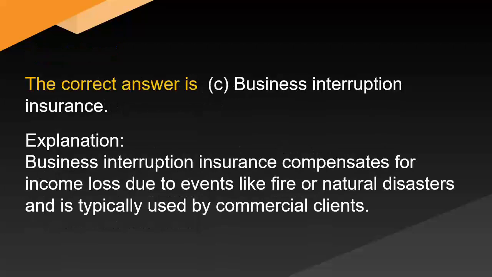The correct answer is C. Business interruption insurance. Explanation. Business interruption insurance compensates for income loss due to events like fire or natural disasters and is typically used by commercial clients.